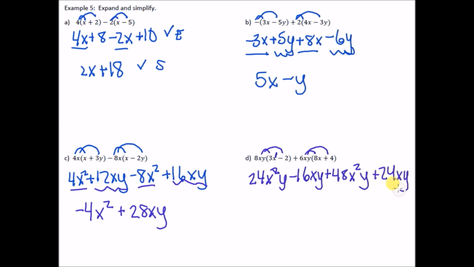Okay, then we want to take a look, looking for like terms. I see that we have 24x squared y and 48x squared y. So altogether that's 72x squared y. And negative 16 and 24, both of those are xy's. So 24 minus 16, I get 8. So plus 8xy.